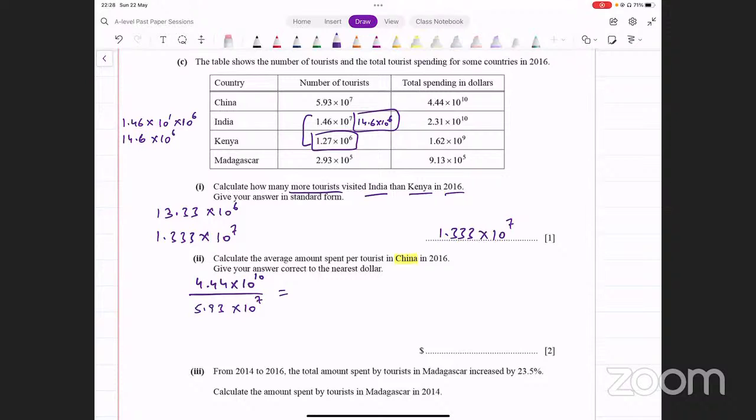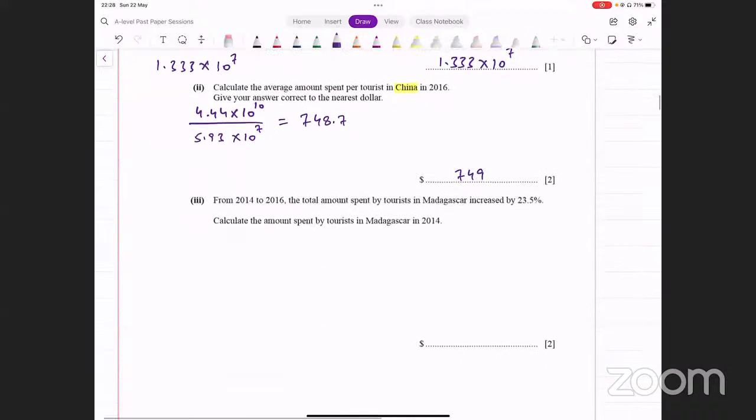Now I get 748.7 from that. इसने कहा to the nearest dollar आपने आंसर देना है, इसको राउंड ऑफ करके हम क्या लिखेंगे, 749, and that's going to be our final result here. Okay, let's move on.